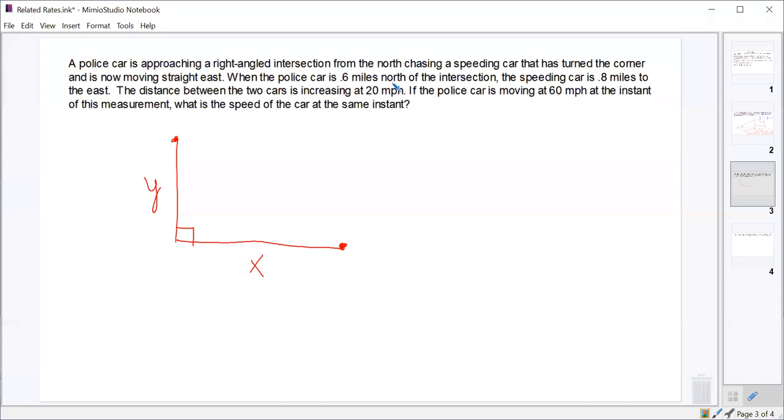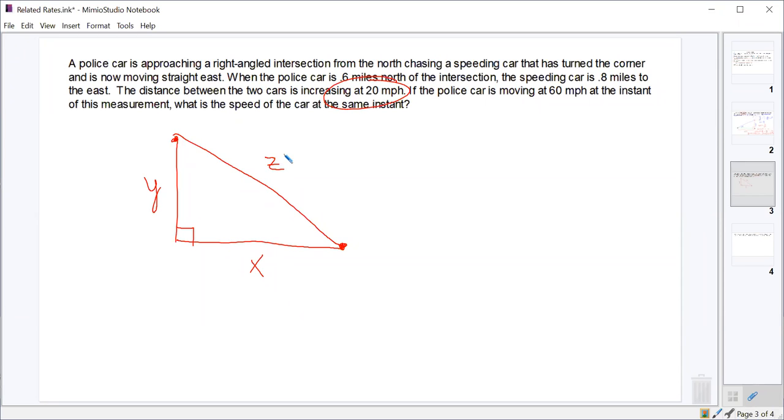All right. And then it also gives us some information about the distance between the two cars, which would be the hypotenuse of this right triangle. It's increasing at 20 miles an hour. So that's clearly changing. So we've got to write that with a variable also. We'll call it z. Does that sound good to everybody? Yeah, that's good.